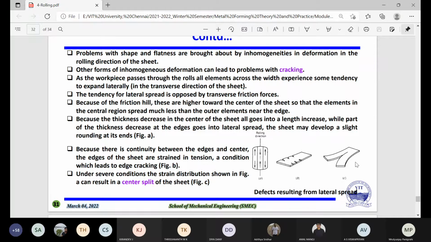Sir, could you tell the difference between edge and center cracking once again? Which one? Edge and center cracking. The B and C. Yes, sir.